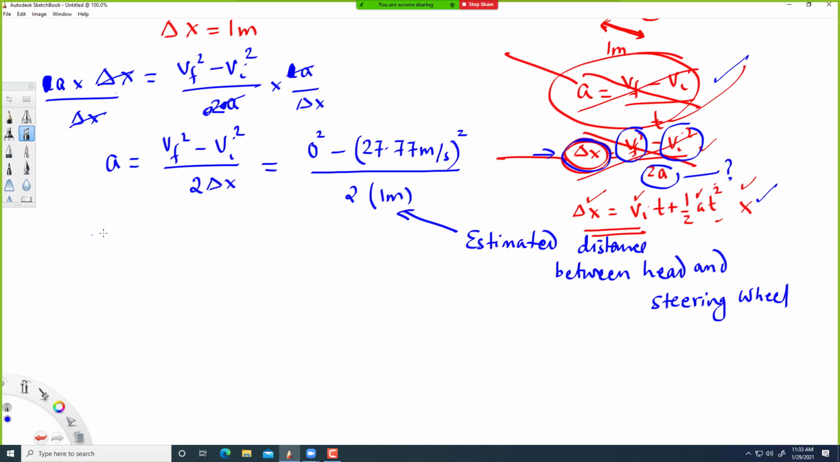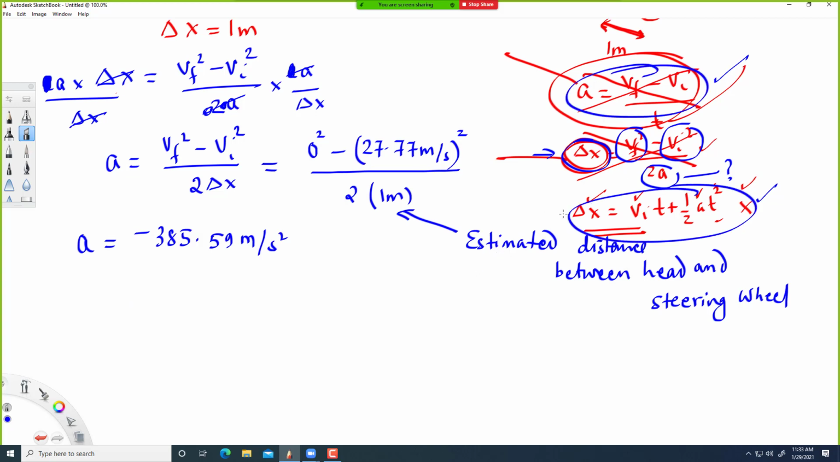So if you do the calculation, that will give you negative, okay, minus 385.59 meters per second squared. Now we can use either this one or this one to find the time. So it will be simpler to just use the first one.